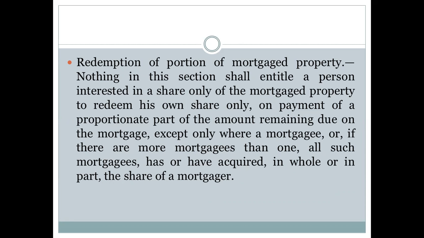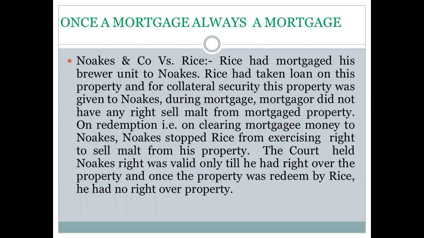Now let us go to the leading case law on this subject. That is Noakes and Company versus Rice. And this is where the principle came out. Once a mortgage, always a mortgage. Here Rice had mortgaged his brewer unit to Mr. Noakes, and Rice had taken loan on the property and had given his brewer unit as a collateral security. During the subsistence of mortgage, the mortgagee did not have a right to sell the malt from the mortgage property.